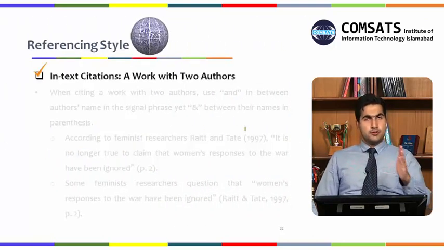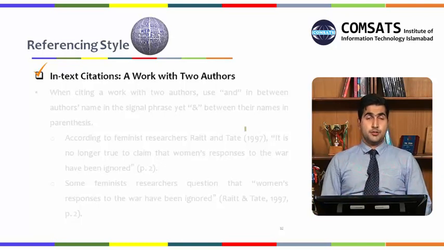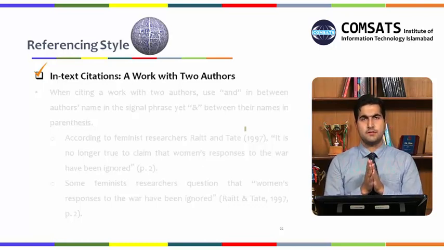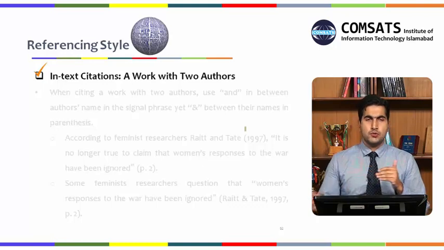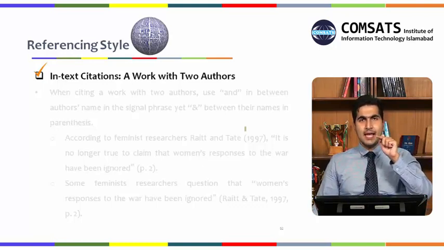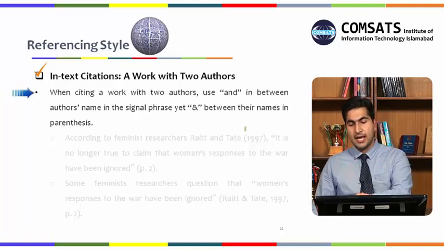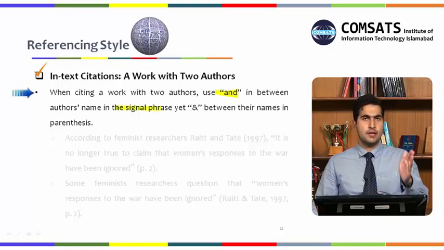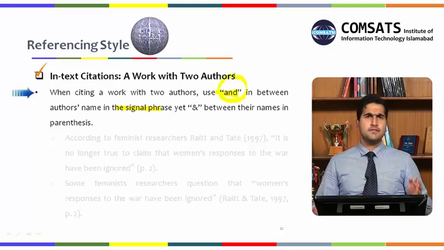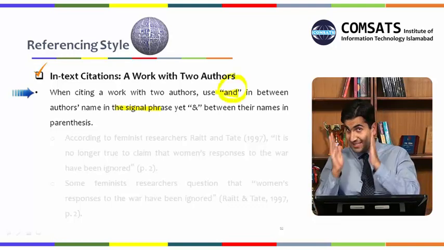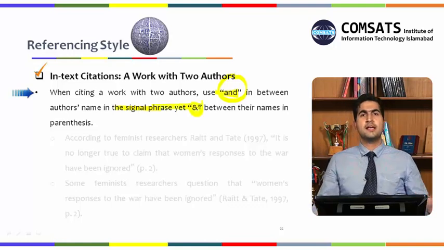In case of a work with two authors, now there is a work that you have to mention within your writing, and in case there are two authors, these are the things which should be kept in mind. If you are writing within the text, you are going to use the word "and", A-N-D, within your writing. When citing a work with two authors, use "and" between the authors' names in a signal phrase. If these are being mentioned within a signal phrase, then use this, and if these are mentioned within parentheses at the end, then use this expression known as the ampersand.